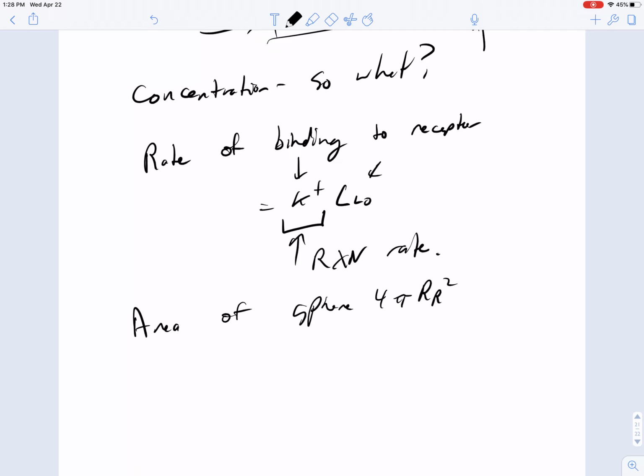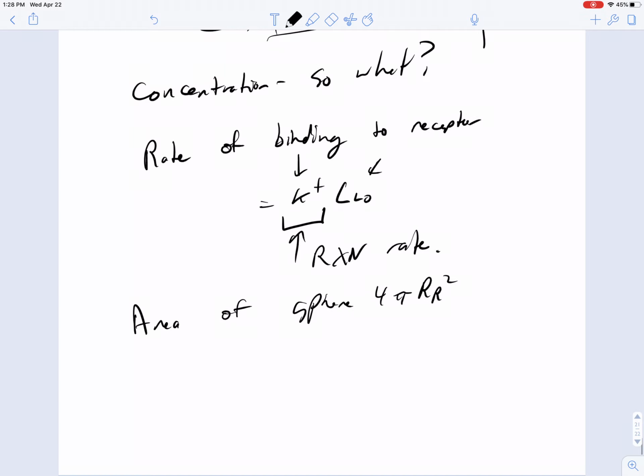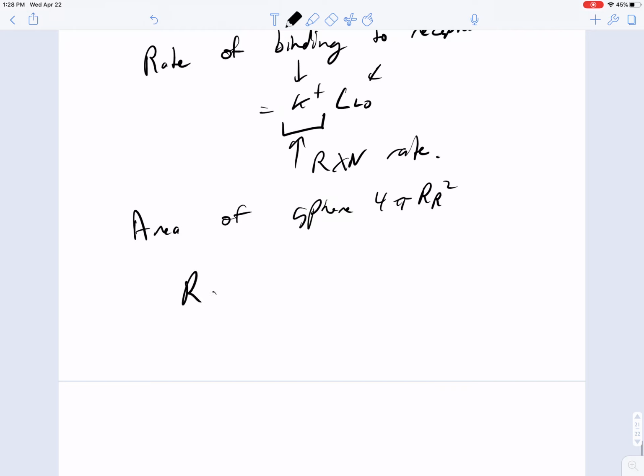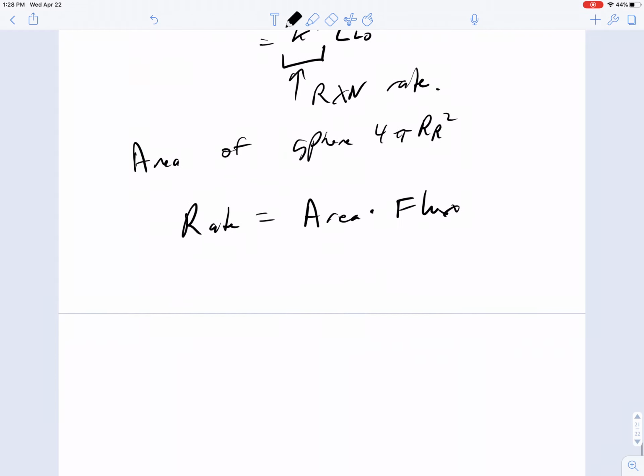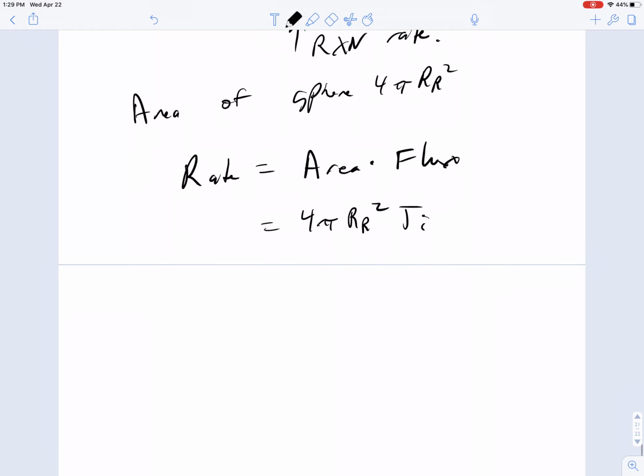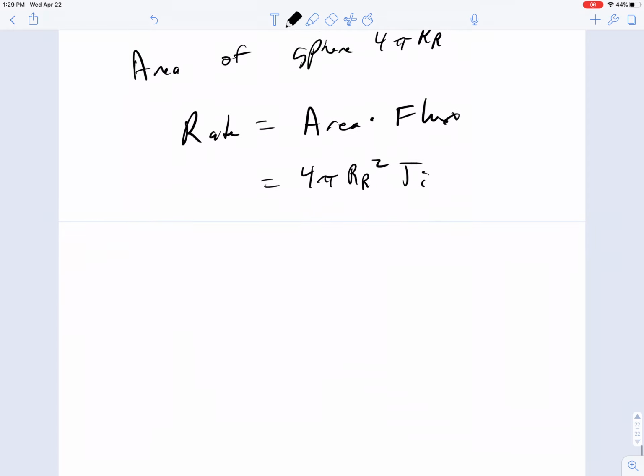The rate then is going to be equal to area times the flux. The area times the flux is going to be equal to 4 pi r squared, which is the total of all the different approach angles that the ligand can take to the receptor, times our flux term there, Ji.